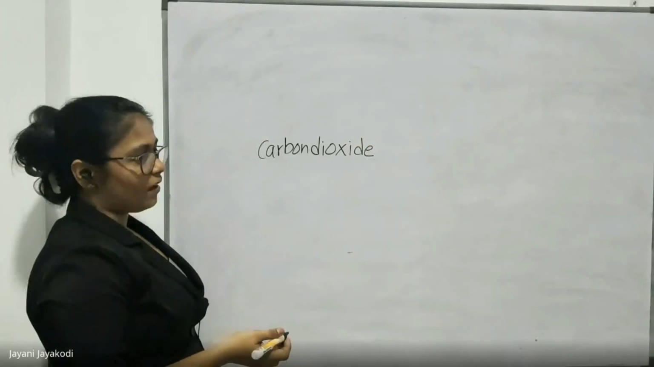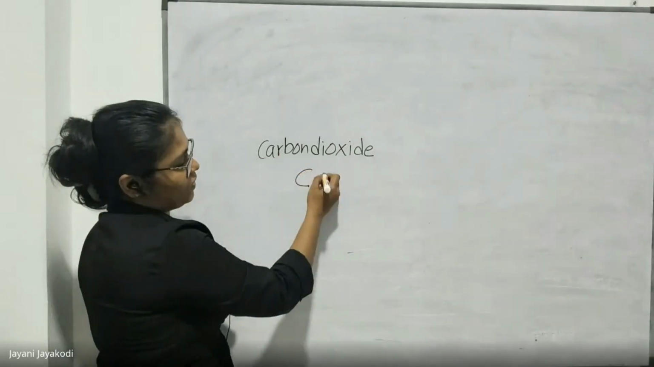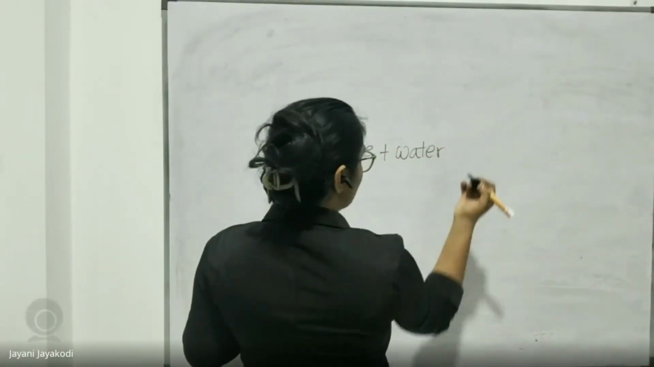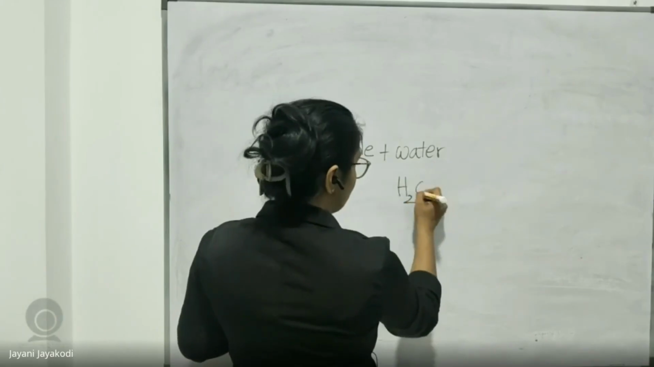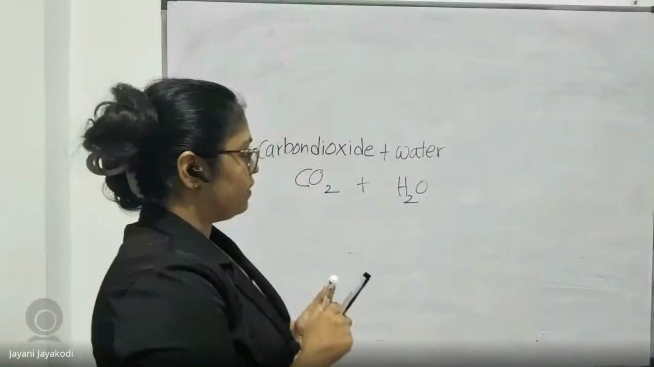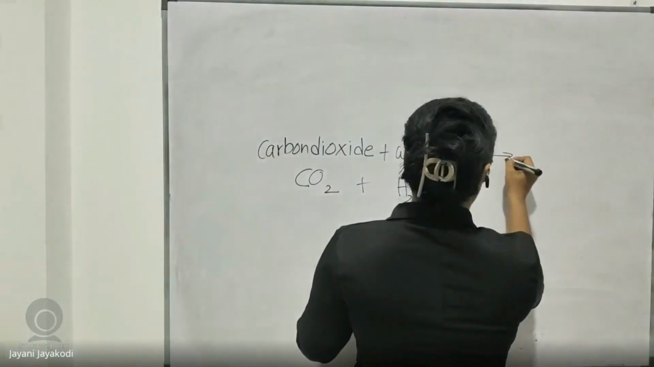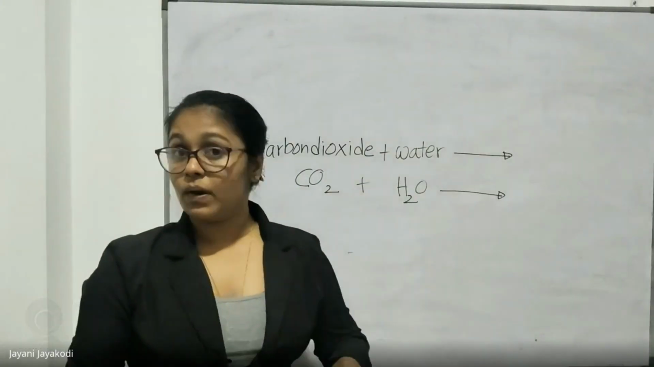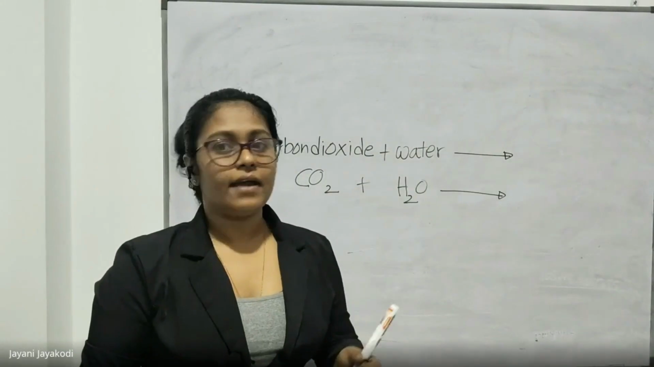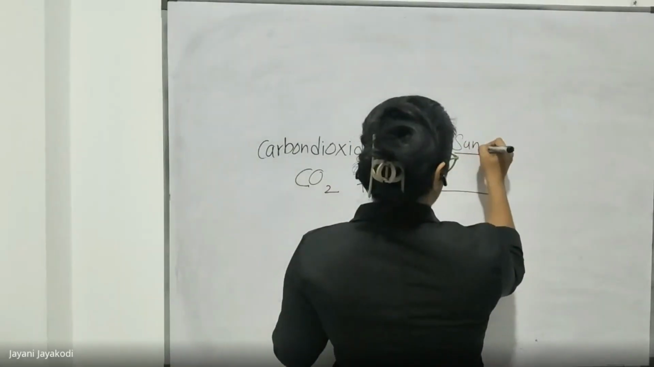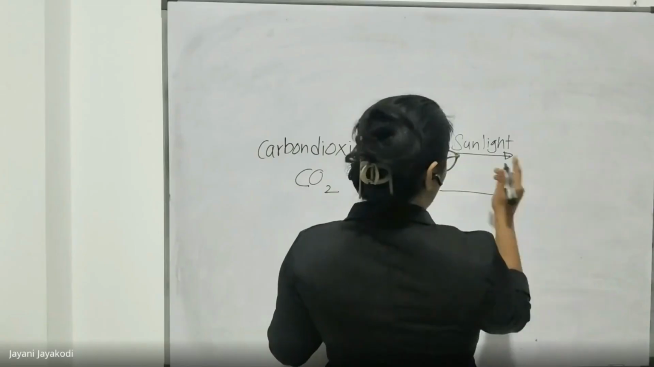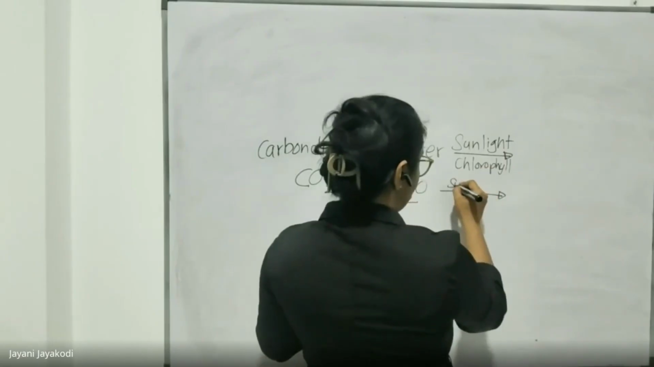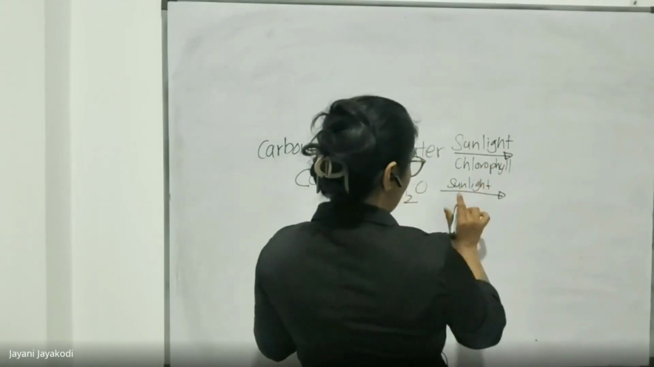Chemical formula of carbon dioxide, how to write? CO2. We need water for this. How to write water? H2O, the chemical formula of water. Then, after that, the arrowhead. What are the two conditions that we require for this? Sunlight and chlorophyll. Sunlight, I'm writing on my arrowhead. Chlorophyll, here as well I'm writing. This is the chemical formula, and this is the word formula.